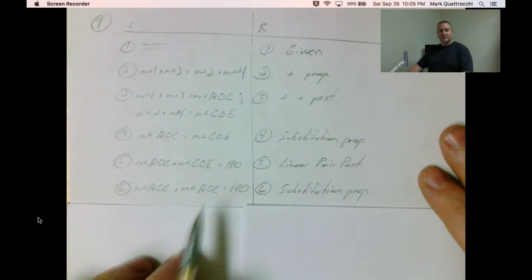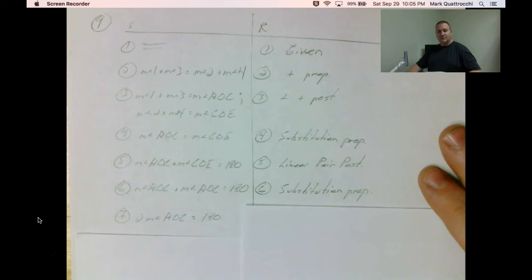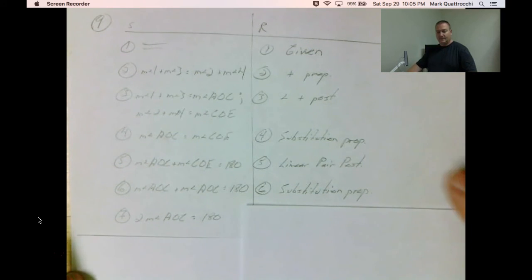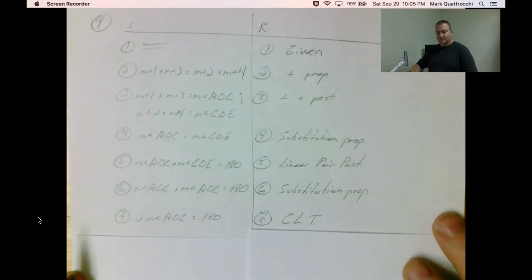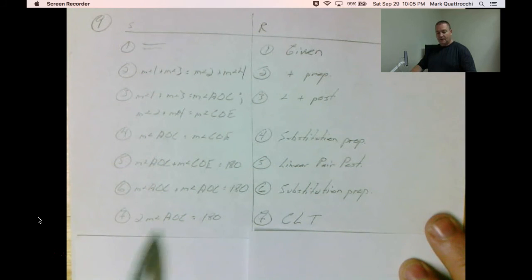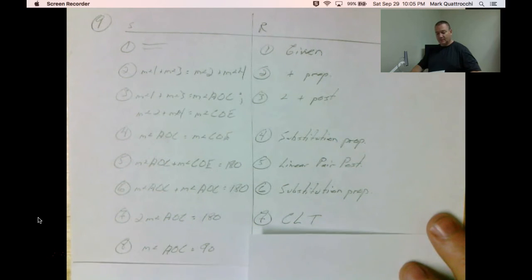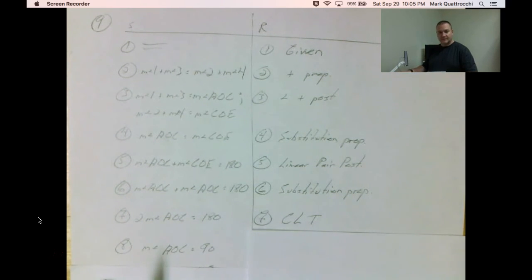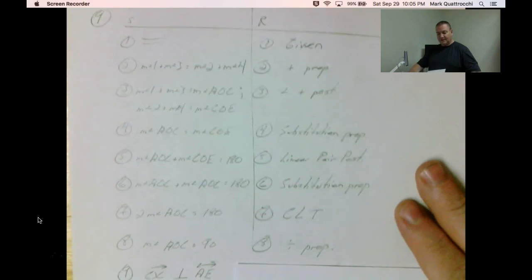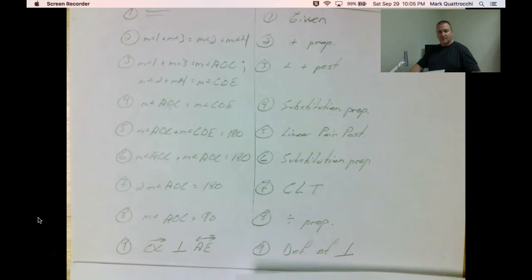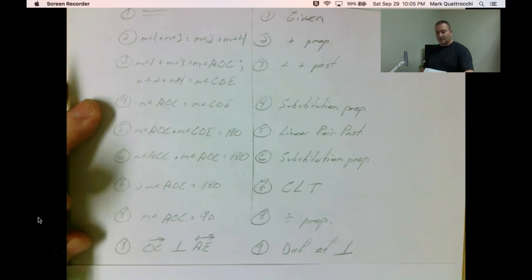Measure of angle AOC plus measure of angle AOC. 2 times the measure of angle AOC. Again, the book will say simplify. We write combining like terms, CLT. I can take both sides of this equation and divide it by 2. Get the measure of angle AOC is 90 degrees. Division property. And then finally, ray OC is perpendicular to line AE, definition of perpendicular lines.